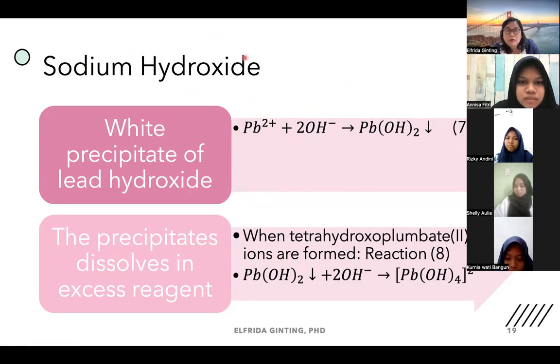If you react with a larger amount of sodium hydroxide, then it will form tetrahydroxoplumbate. Remember, I mentioned before, if you have an ion like this, then it will be soluble. With a little amount of hydroxide, the plumbum will form precipitation. But with a larger amount of hydroxide, the plumbum will be dissolved. Why does it dissolve? Because it will form tetrahydroxoplumbate. So just keep in mind, whenever you have this ion in your reaction, it is definitely soluble.